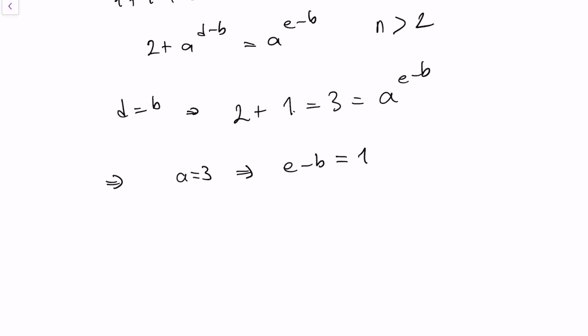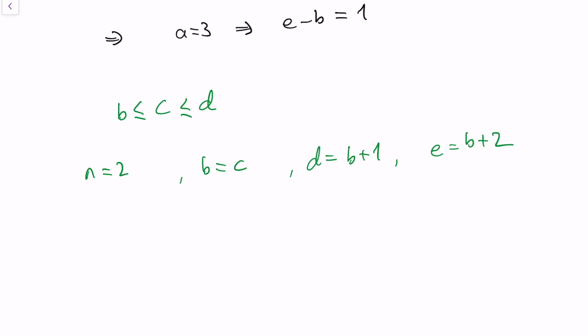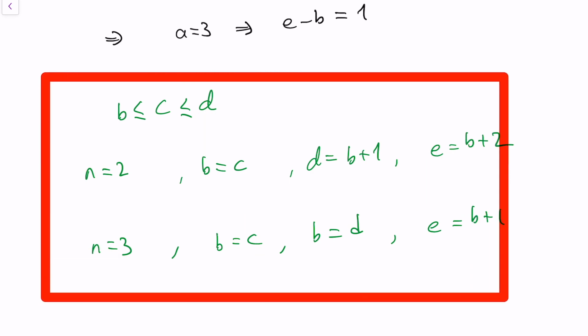Notice that if a is greater than 3, we could again use a divisibility argument to show that there will be no solution here. So in short, if we have b is less than or equal to c is less than or equal to d, for n equal to 2, the solutions are b is equal to c, d is equal to b + 1, and e is equal to b + 2. If n is equal to 3, the solutions are b is equal to c, b is equal to d, and e is equal to b + 1. So these are the solution set.